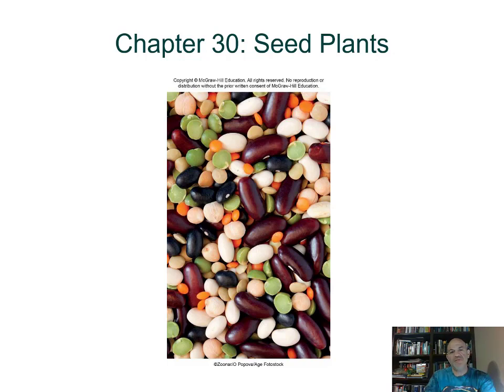This chapter considers seed plants, and there you see a picture of different kinds of beans, which are actually seeds that are grown within the fruit of a bean pod, which is the actual fruiting structure for plants that are in the bean family.